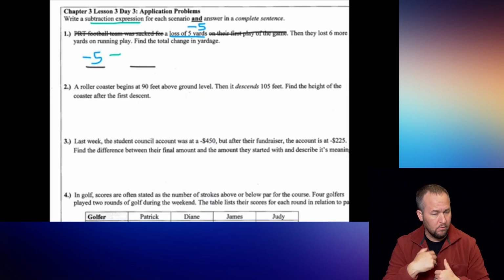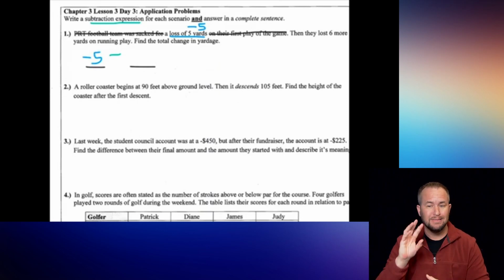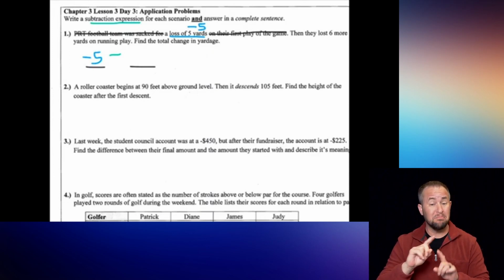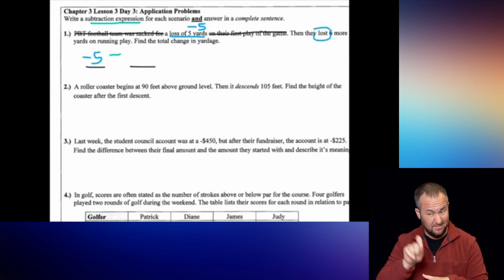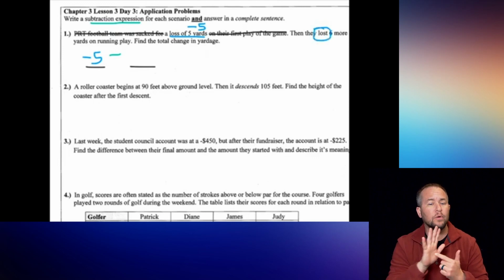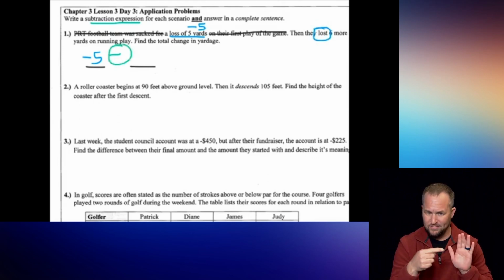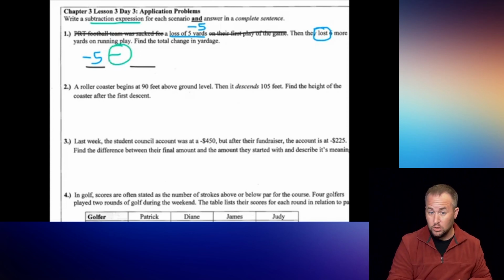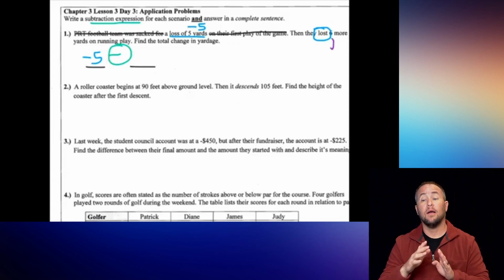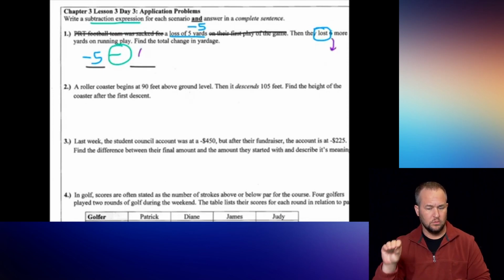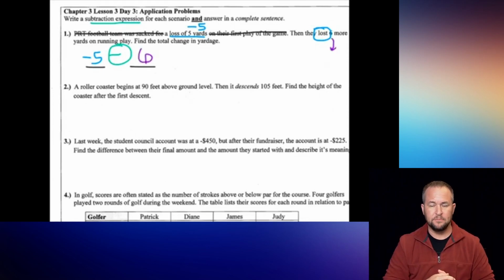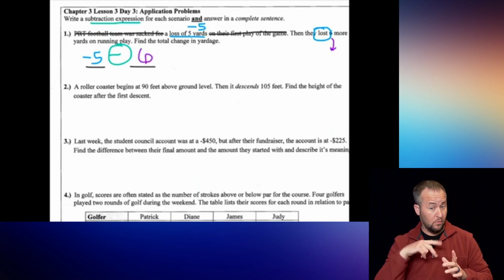It says, then they lost 6 more, right? So they lost 6 more yards on the running play. However, this loss right here is already represented by the subtraction sign in the actual expression. So I've already created that loss with that minus sign with the subtraction. So then I know that I have 6, so I'm going to put 6 in the rest of my expression.